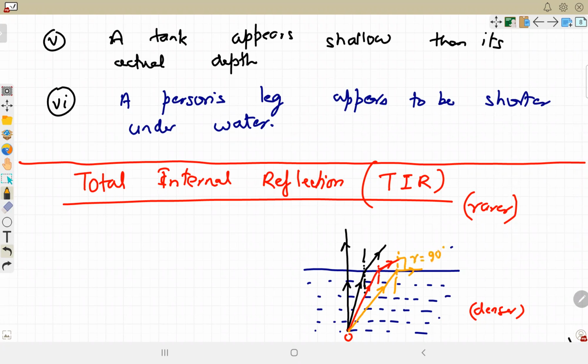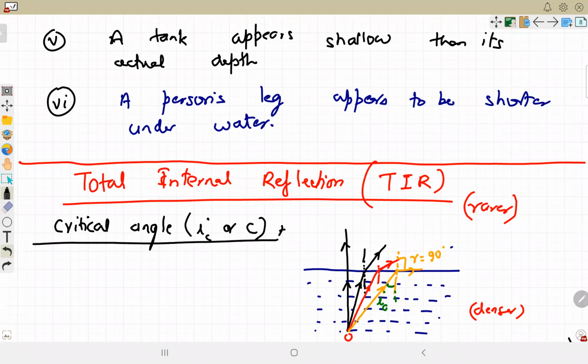The angle of incidence from denser to rarer at which the angle of refraction becomes 90 degrees is called the critical angle for that pair of media. Critical angle is that angle of incidence when light is going from denser to rarer. It is represented as iC or C. The angle of incidence from denser to rarer medium at which the light emerges parallel to the boundary, or the angle of refraction is 90 degrees.